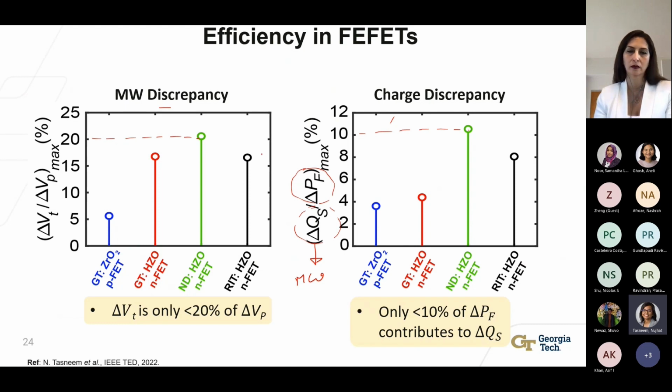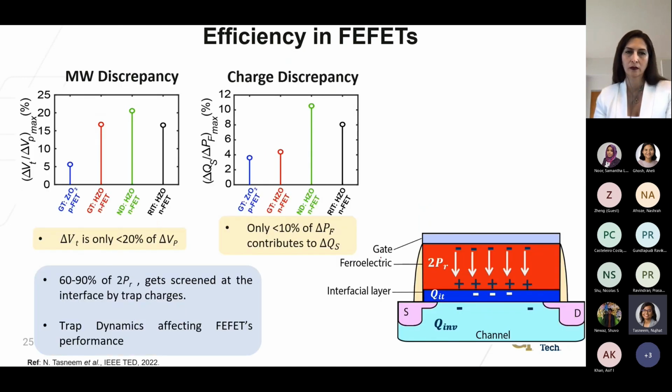So the results from this experiment indicate that only a fraction of the ferroelectric charge is getting electrostatically reflected in the semiconductor channel, while the majority of it, around 60 to 90%, is getting screened at the interface by trap charges. These results were published in IEEE TED in 2022, and this indicates that trap dynamics plays a significant role in determining FFET's performance.